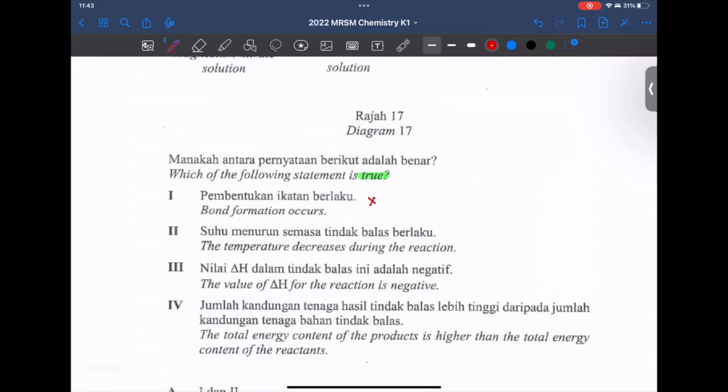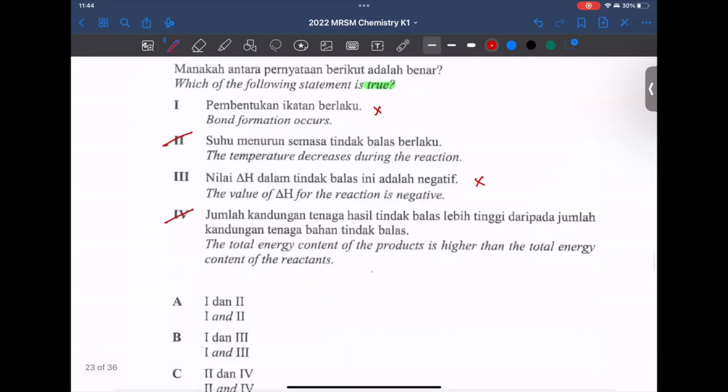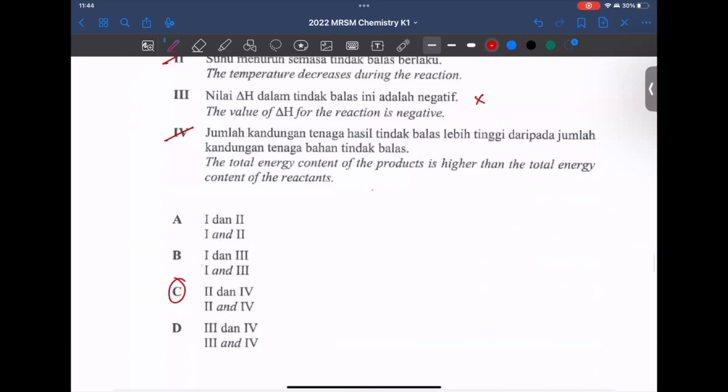Temperature decrease, yes, because we saw from 29 become 26, right? So 29 become 26 means lower temperature. The value of delta H is negative? No, it's supposed to be positive. Endothermic reactions means delta H is positive. Total energy of the product is higher than the energy of the reactants, correct. Because why? The energy level diagram goes upwards. So definitely the products have more energy than the reactants. So therefore, the answer is 2 and 4, C.